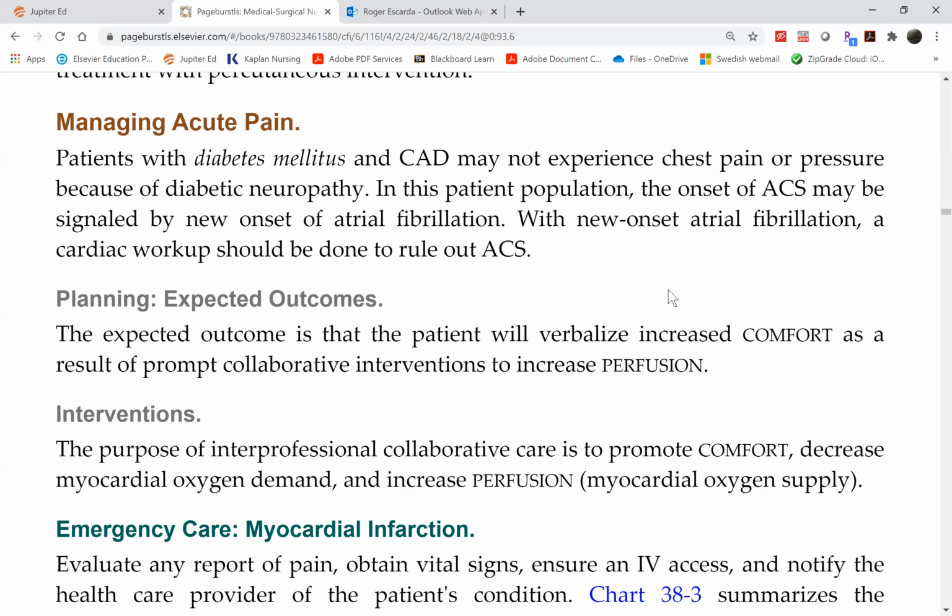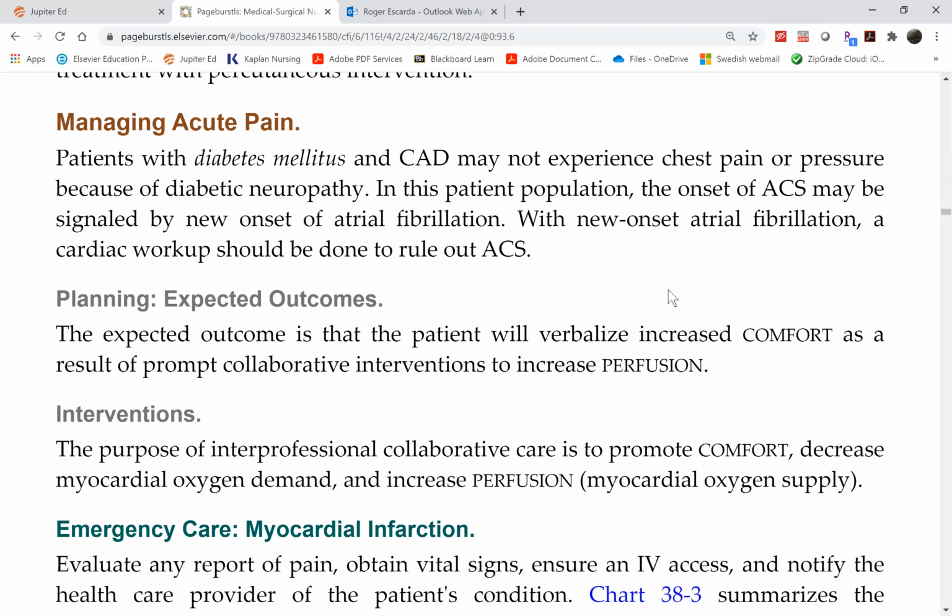A patient is also at risk for dysrhythmias. Again, dysrhythmias will be discussed next week. At the beginning of the MI, most common dysrhythmias you'll have are PVCs or atrial fibrillation as well.